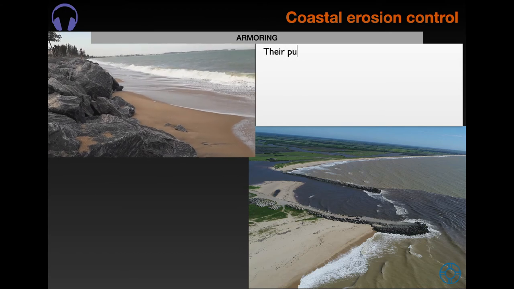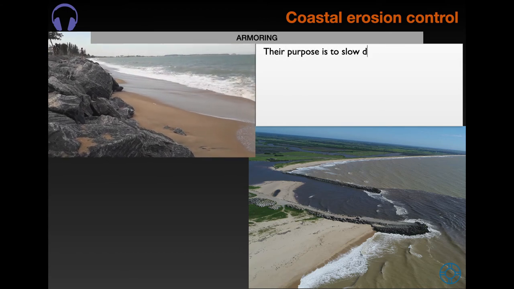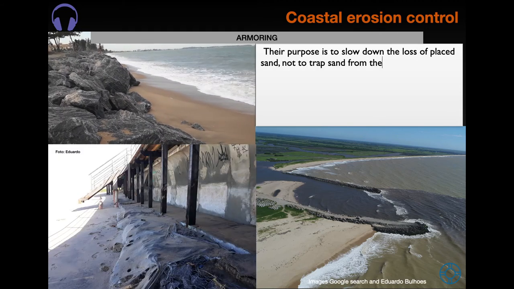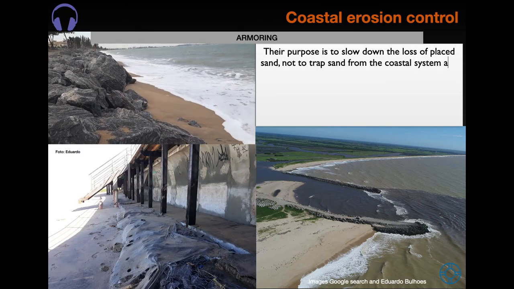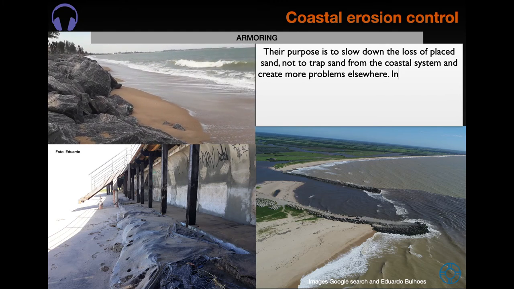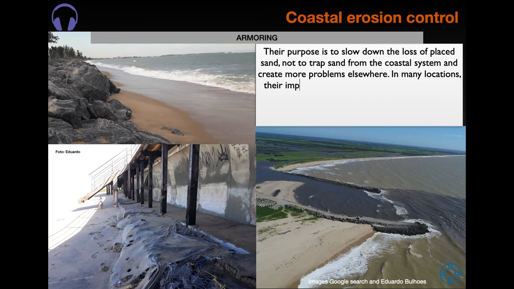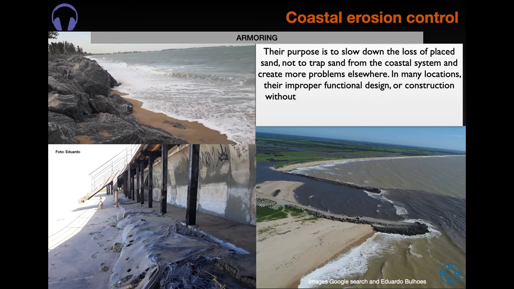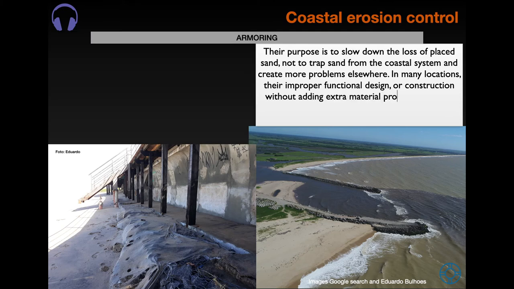The purpose of armored shorelines is to slow down the loss of placed sand, not to trap sand from the coastal system and create more problems elsewhere. In many locations, their improper functional design or construction without adding extra material produces adverse environmental impacts by starving the supply of sand to downdrift beaches.